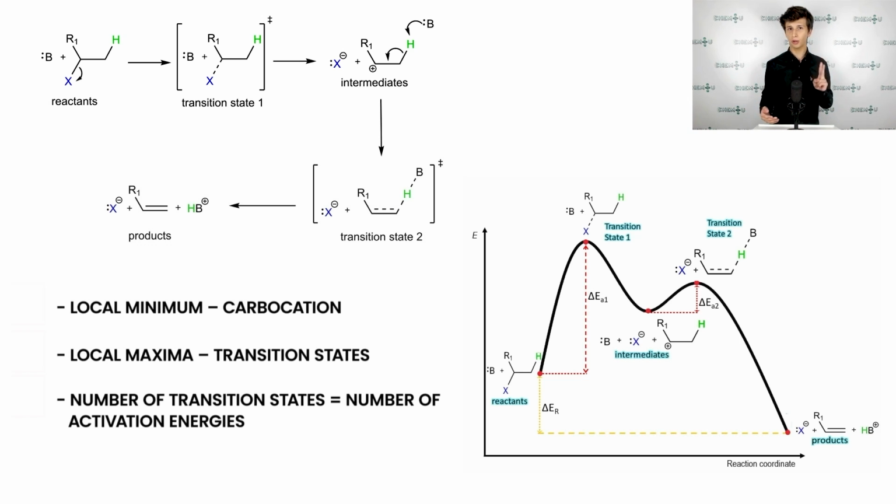Lastly, there are two global minima. The first one represents reactants, substrate and base, denoted with capital B on the slide. The second minimum is products, namely leaving group, olefin, and protonated base BH+. If you compare the energy profile of this mechanism with that of SN1 reaction, you will find out a lot of similarities. As usual, the reaction energy is depicted in yellow and activation energies in red.